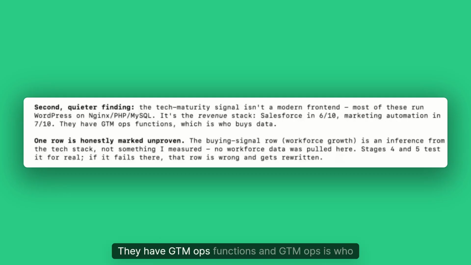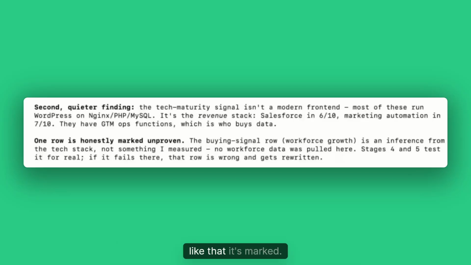They have GTM ops functions, and GTM ops is who buys data. To have a quick note here again, 1 row in that table is marked unproven. And I like that it's marked. The buying signal row is an inference at this point, not something we measured. Stages 4 and 5 test it for real, and if it fails there, the row is wrong and it gets rewritten.